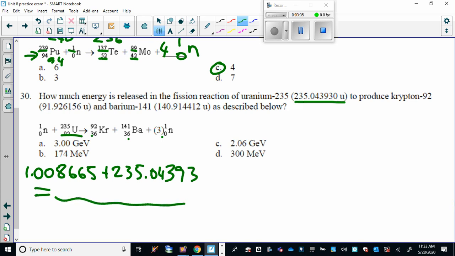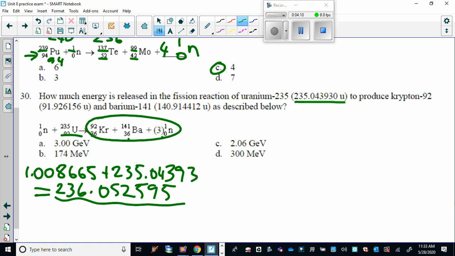Okay, and then we're going to get a number, which is the mass of our products. Actually, we'll go through it. 236.052595. Incidentally, the solution that I have on D2L, I use a slightly different mass for neutrons, so I get a slightly different answer. But if you use the one in the textbook, you get the exact answer. So let's just go with that one. So that's what you get for the mass of your reactants. Did I say products? If I did, I meant reactants. Those are your reactants.